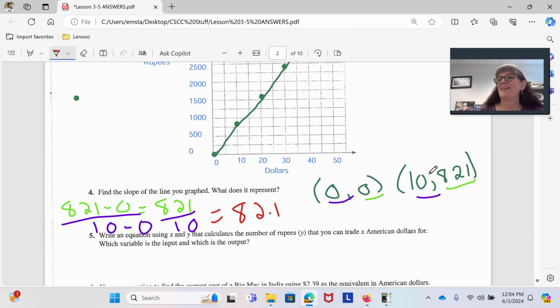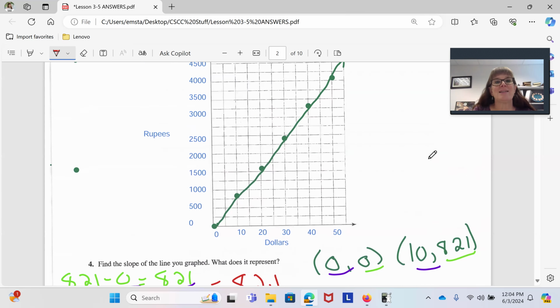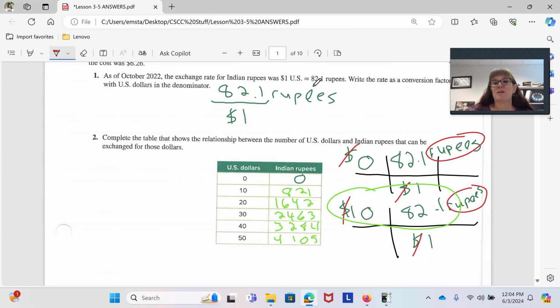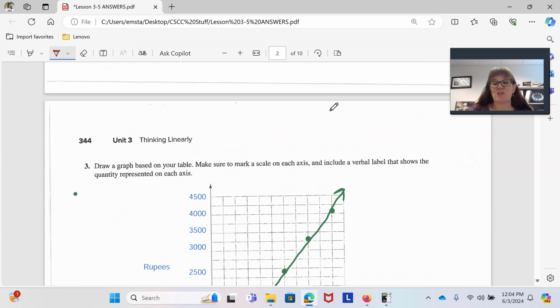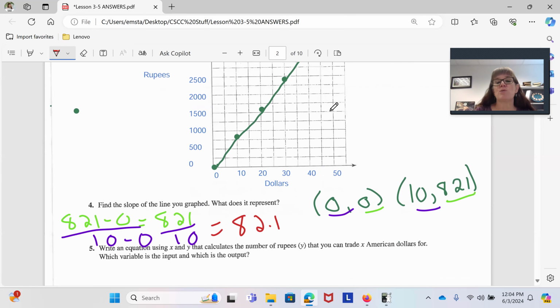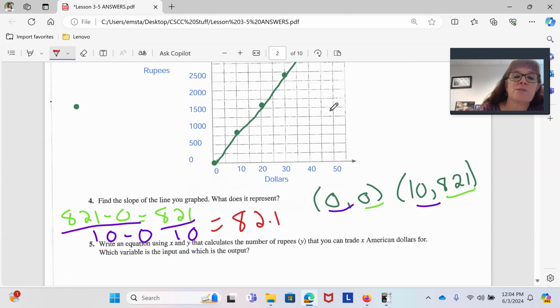familiar to you. And they're asking me, what does that represent? Well, if you look back where we started, they told me that $1 US was equal to 82.1 rupees. That's the same number we just found finding the slope. So that slope is the number of rupees that correspond to $1. So rupees per dollar.